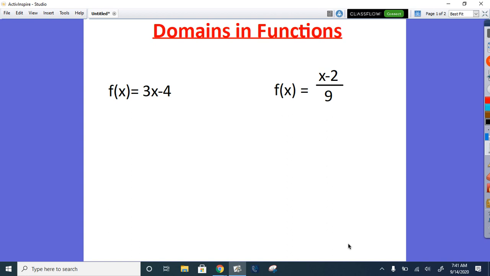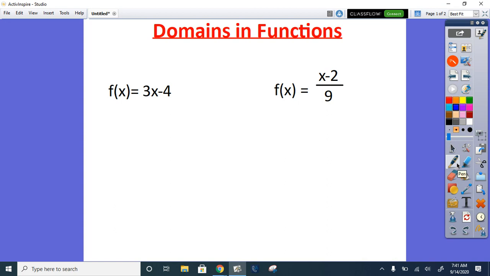Today we're going to touch on domains in functions, how to find them, how to really find the outliers and what cannot be a domain. So what exclusions do we have? That's really what we're looking at here.